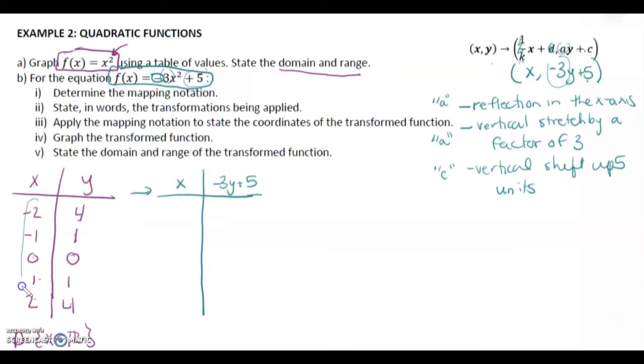Take all of our x values and we're just going to write them out because the x doesn't change. -2, -1, 0, 1, 2. And we're going to take every single y value and plug it into this formula, -3y plus 5. So plug in the 4, so negative 12 plus 5.